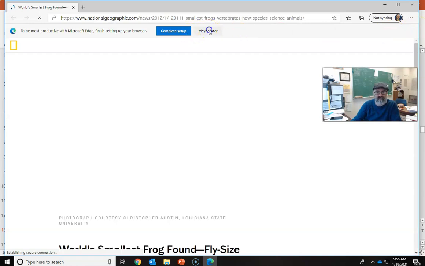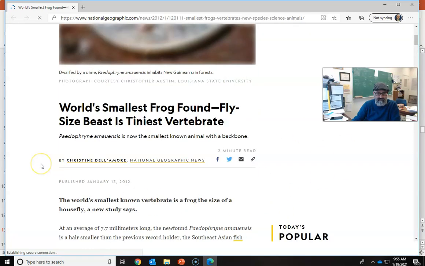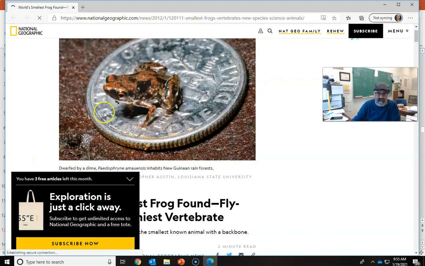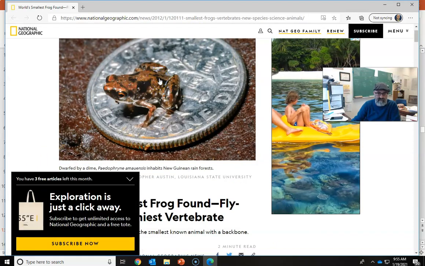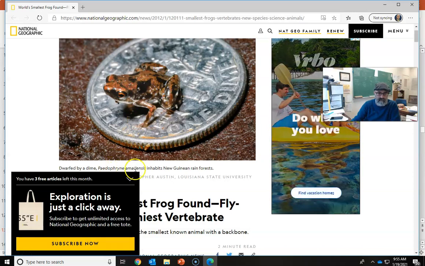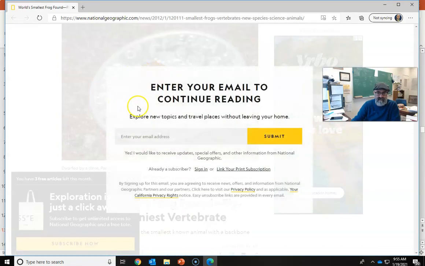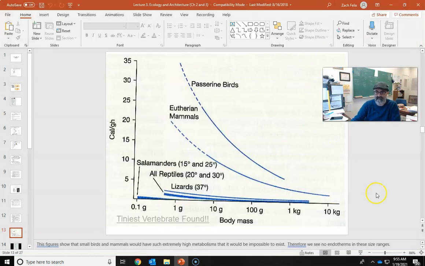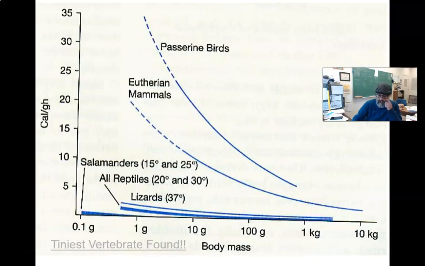What is this? Yeah, a fly-sized vertebrate. Look, here's an American dime. This is a full-grown adult Paedophryne amuensis. And okay, yeah, so it's a frog. Okay.